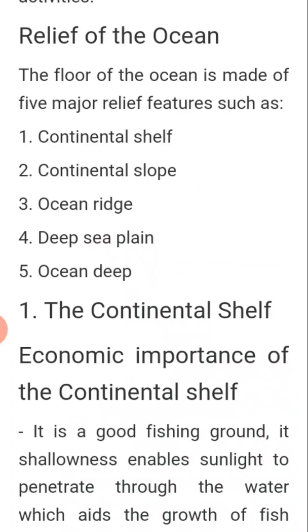Relief of the ocean. The relief refers to the structure, the nature, or the shape of the Earth's surface. As we have mountains, islands, lowlands, valleys on the Earth's surface, so also we have them in water. And this explains the importance of the relief of the ocean. The floor of the ocean is made up of 5 major relief features, such as the continental shelf, the continental slope, the ocean ridge, the deep sea plain, and the ocean deep.